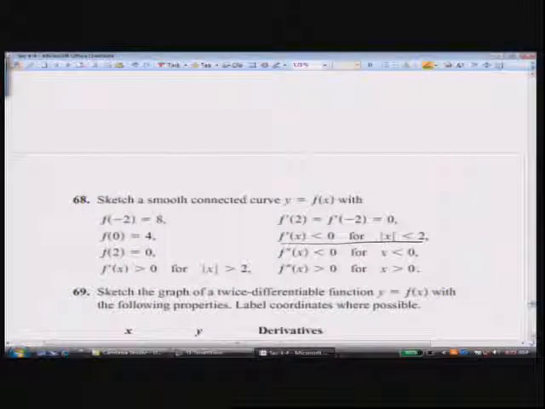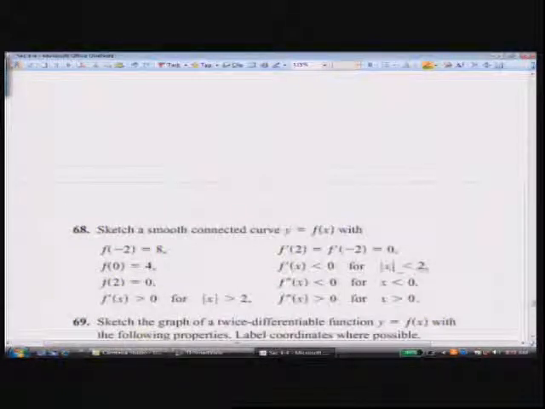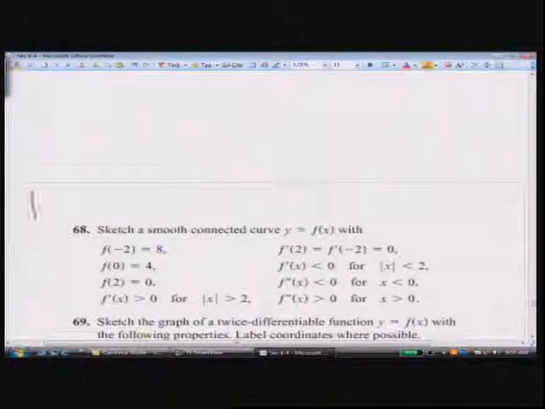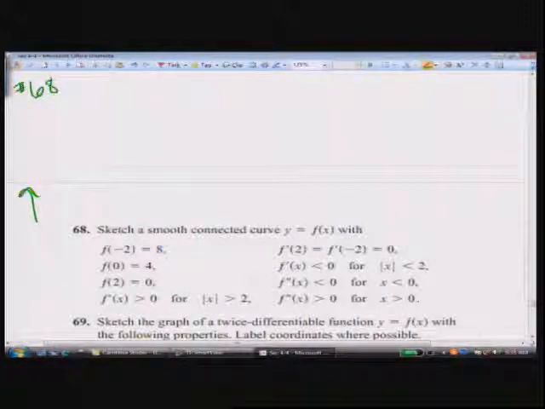68. What I'm going to need to do is kind of do the work for 68 up here because the way this worked out, my notes aren't very well. So this is number 68. Okay, now these right here, they have given me points on the graph. The point -2.8, the point 0.4, the point 2.0.